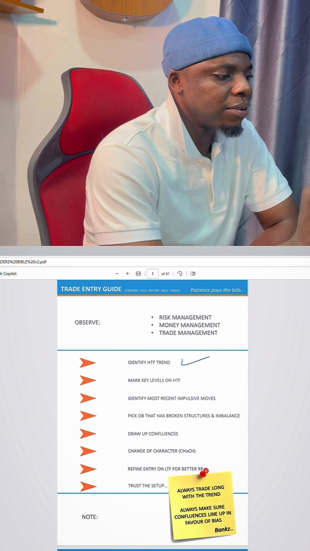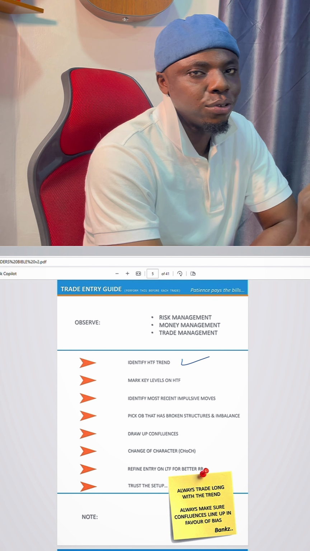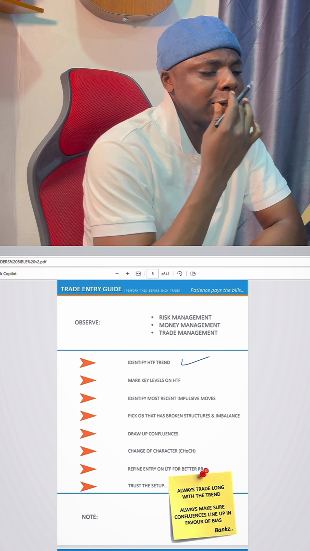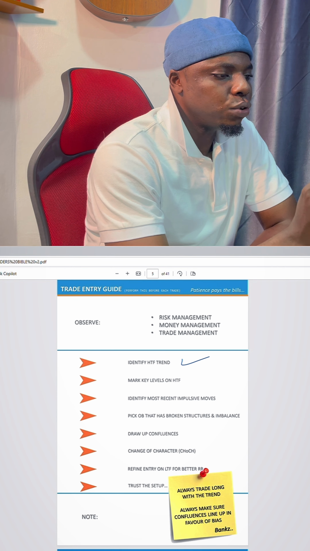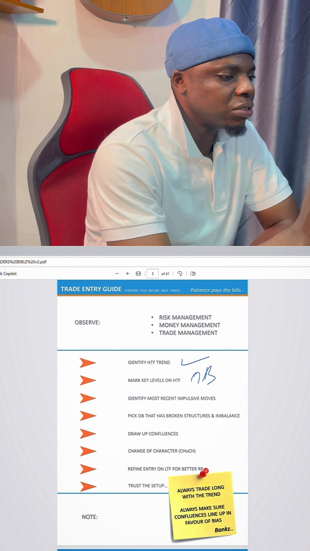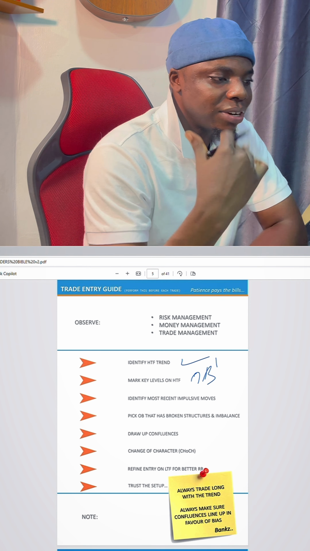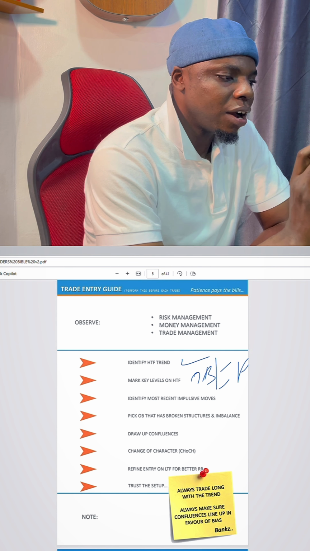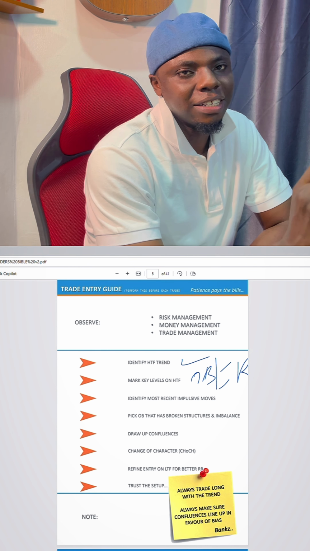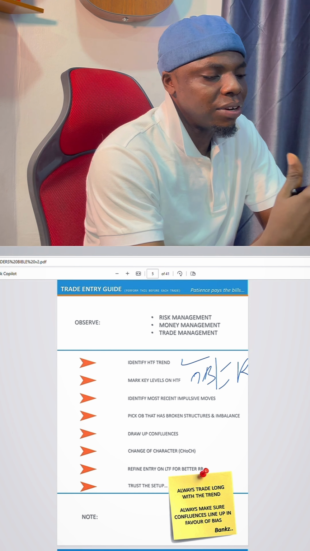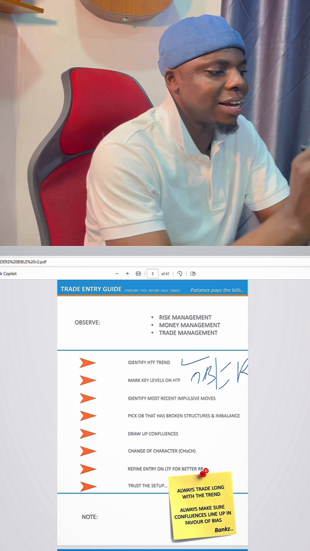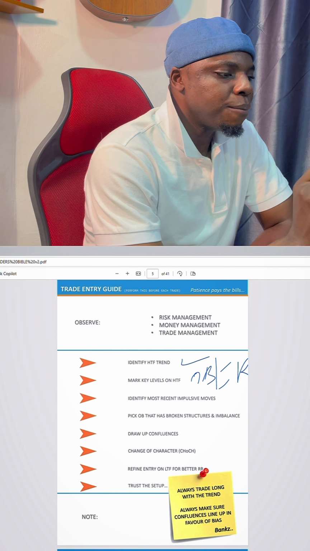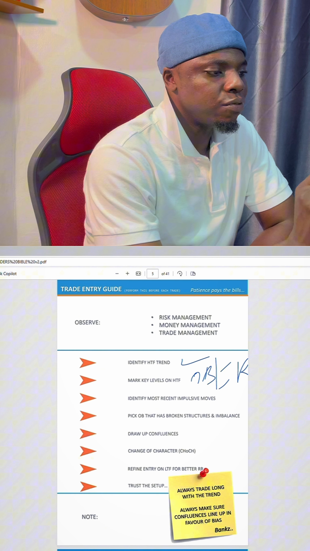Now the other one talks about marking key levels on the higher time frame. That means if you are looking at your OBs, or your major support or resistance areas, depending on the kind of trader you are, you should try to mark them on the higher time frame, because we all believe that's where the big boys are sitting to make the major moves in the market. Then identify most recent impulse moves.